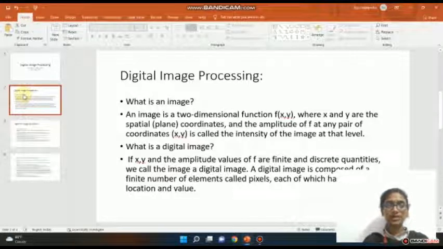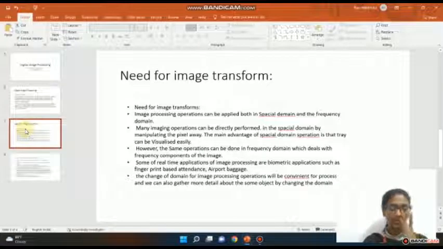If x, y and the amplitude values of f are finite and discrete quantities, we call the image a digital image. A digital image is composed of a finite number of elements, also called pixels, each of which has a location and value. And next, what is the need of image transform?